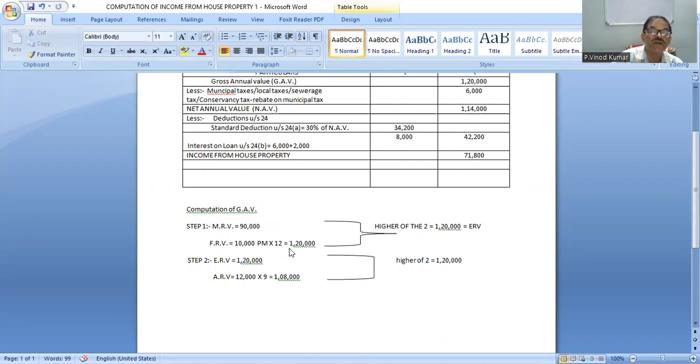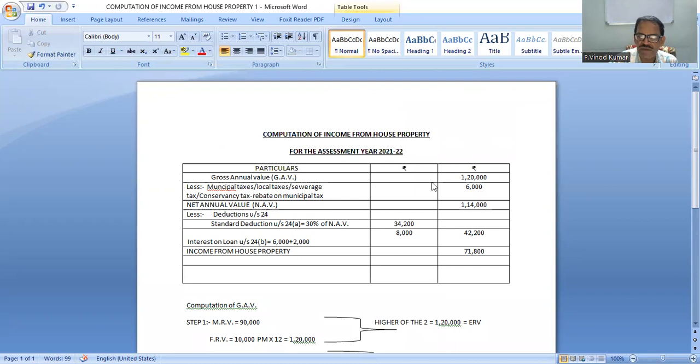That's called ERV. You have to compare ERV with actual rental value, because in this problem again the standard rental value is not given. So therefore, what is the actual rental value? You have received rent from tenant for 9 months only. You have to convert into 9 months. You multiply into 9 months. Monthly let out rent is how much? 12,000 into 9 months, because the remaining 3 months was self-occupied. So how much did you receive as rent from tenant? 1,08,000. But higher of these two, 1,20,000. So GAV is 1,20,000, and you have to deduct municipal taxes.